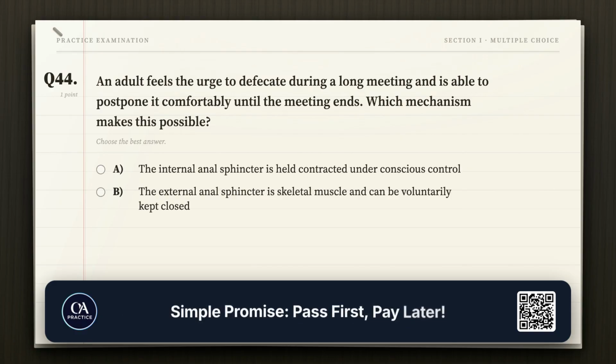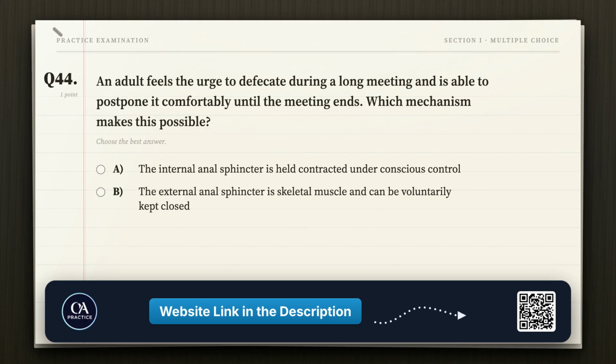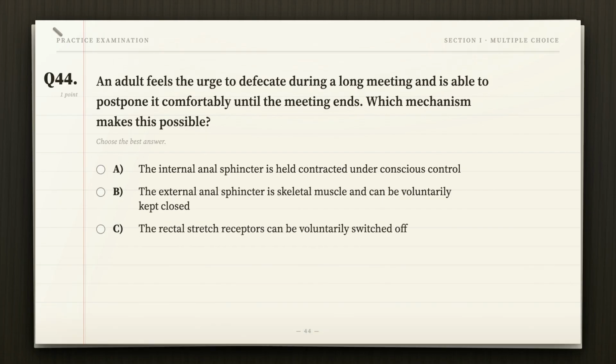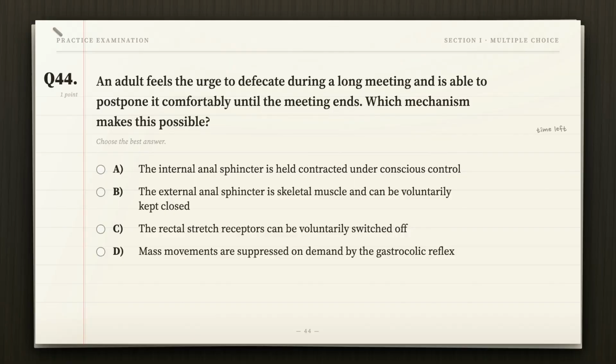B. The external anal sphincter is skeletal muscle and can be voluntarily kept closed. C. The rectal stretch receptors can be voluntarily switched off. D. Mass movements are suppressed on demand by the gastrocolic reflex. What's your answer? Commit to one before I continue.